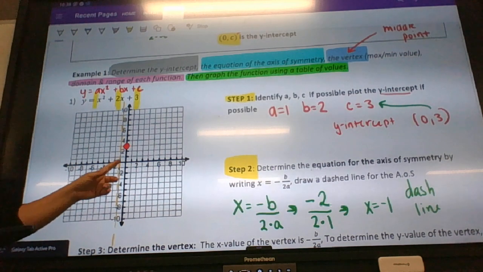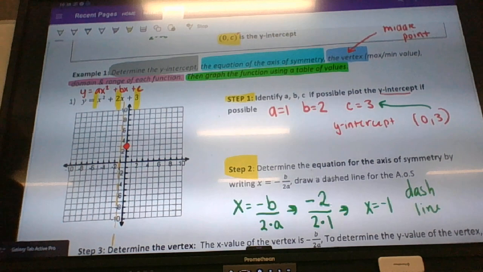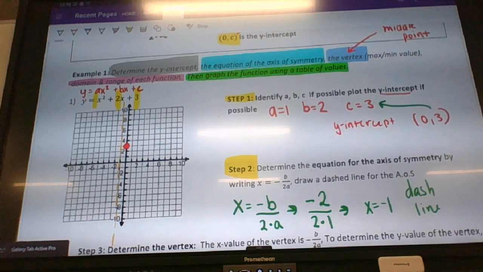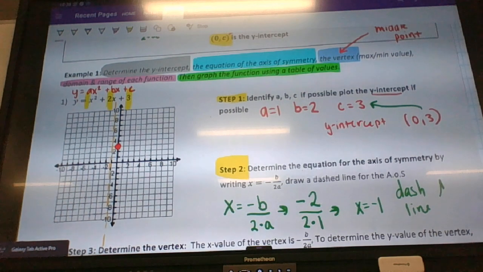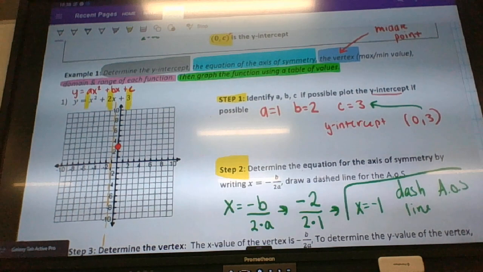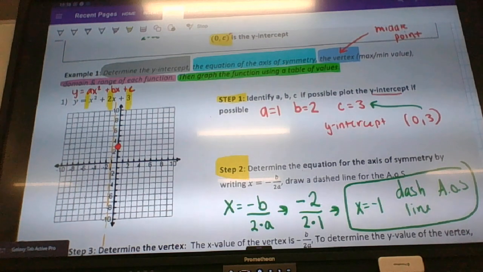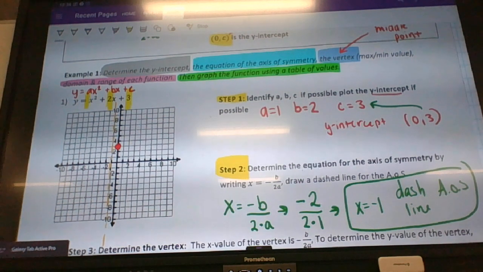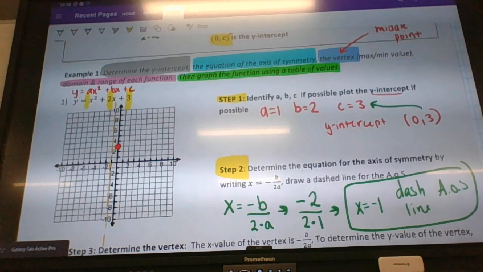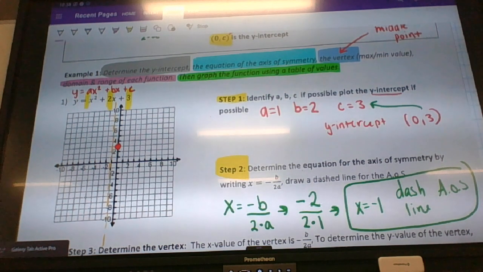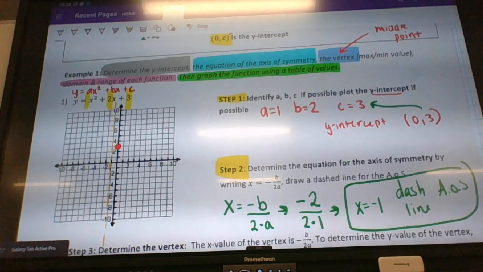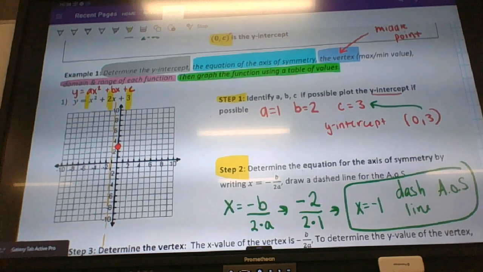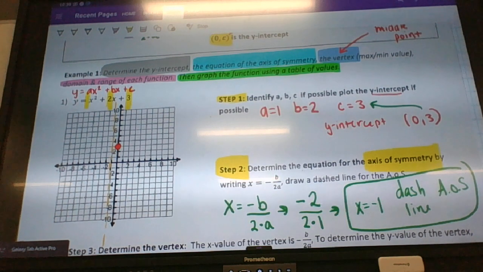Okay, right here, x equals negative 1, dash line, and I like to call that AOS, axis of symmetry. Take the b, make it negative divided by 2. Axis of symmetry. It's written here in bold. AOS.